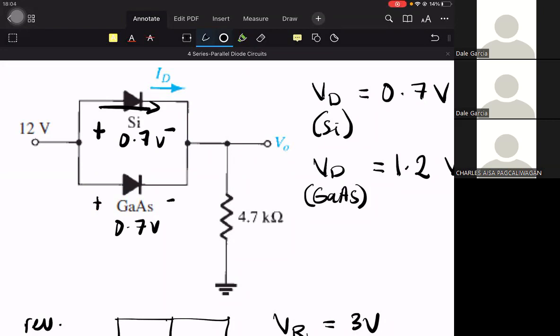Maximum na siya. So, do you think mo-turn on si gallium arsenide na diode? Yes or no? Type Y daw sa chat if you agree, yes, or type N if no. Would the gallium arsenide diode turn on? Yes or no?